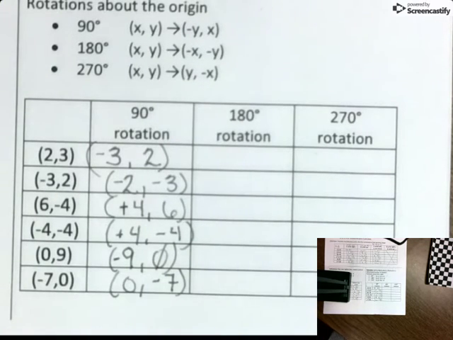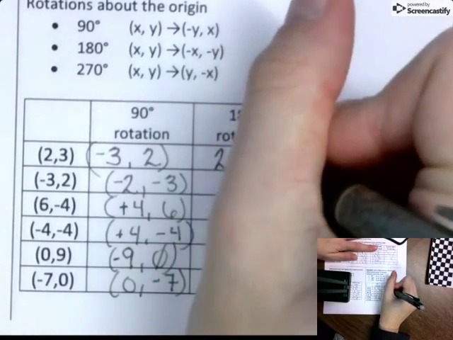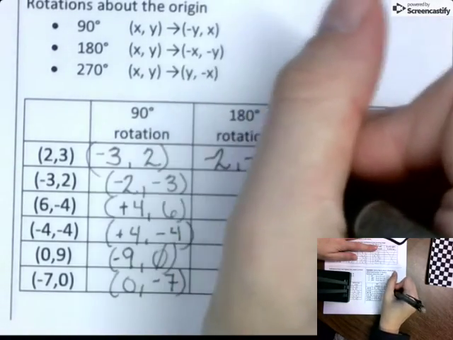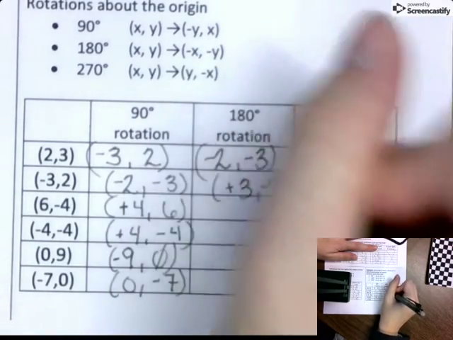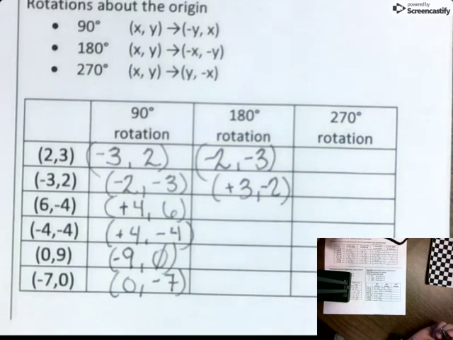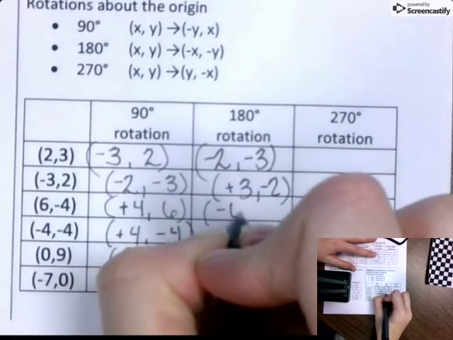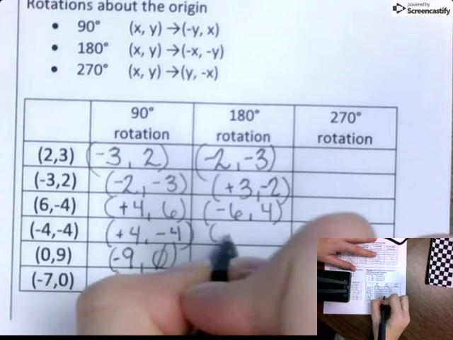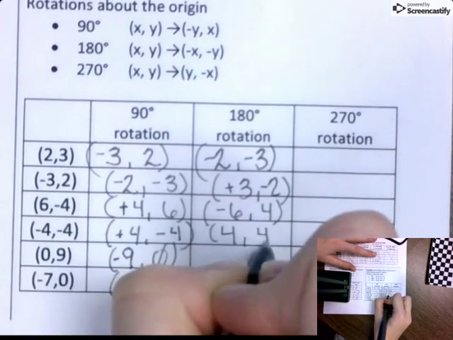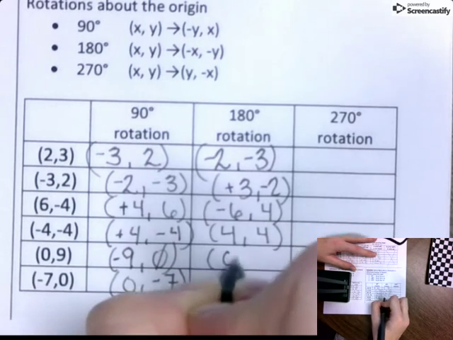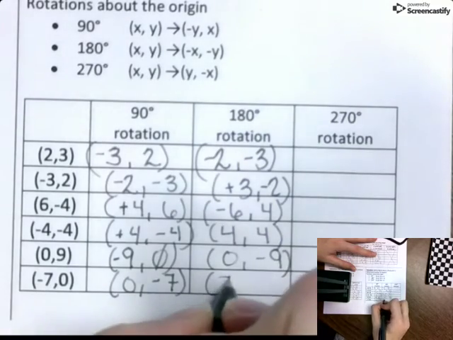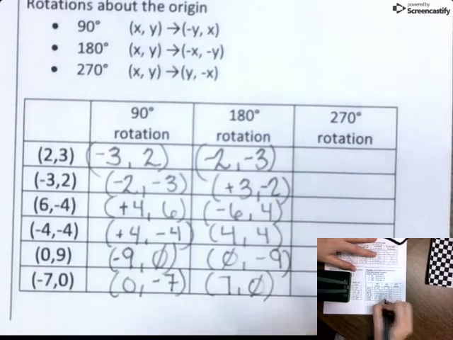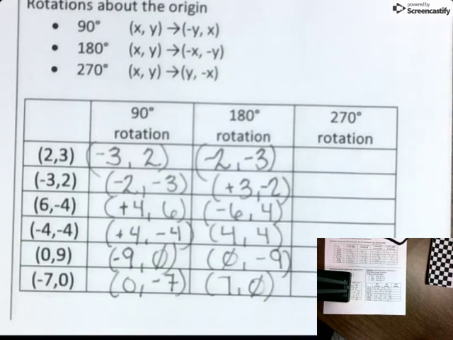Okay, 180. X and y stay the same, so let's write 2 comma 3, and then they flip signs. So the second one, 3, negative 2. The next one, negative 6, positive 4. Positive 4, positive 4. Negative 0, negative 9. Positive 7, 0.